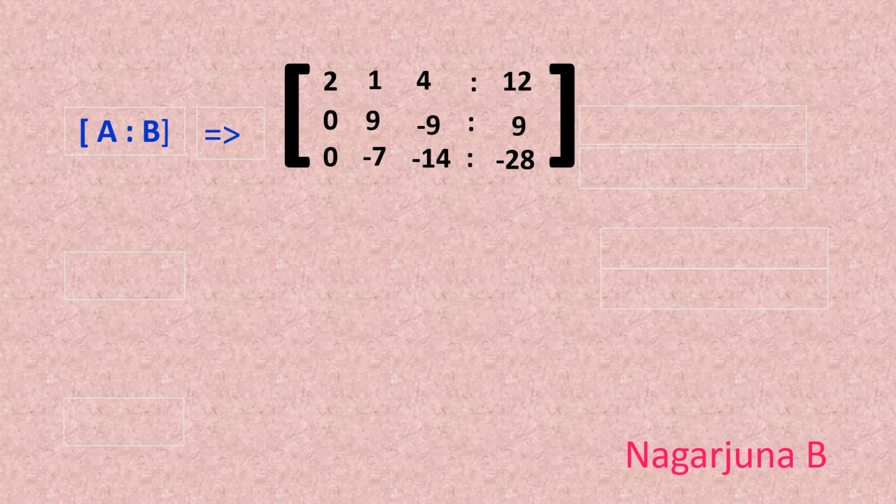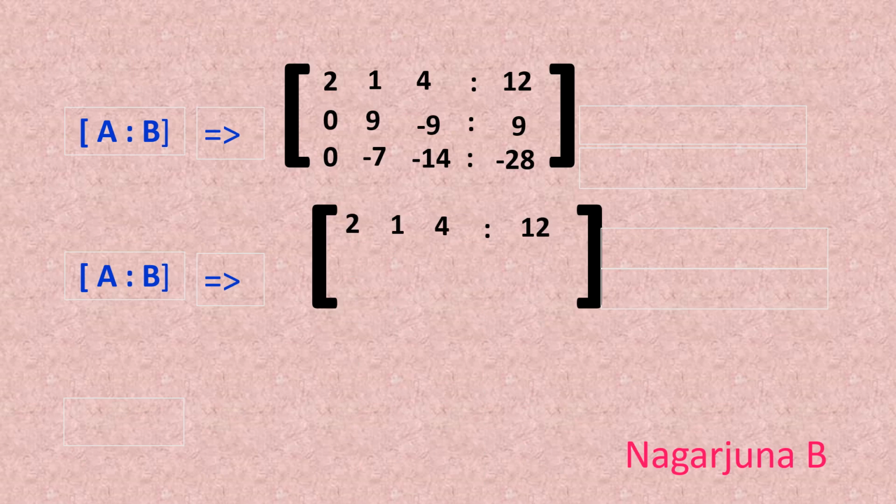you can observe the second row is divisible by 9 and third row is divisible by 7. To make the simplification very easier, we divide the second row by 9 and third row by minus 7. Therefore the augmented matrix equal to, the first row is unaltered, write it as it is, 2 1 4 colon 12, whereas the second row we are going to divide it by 9.